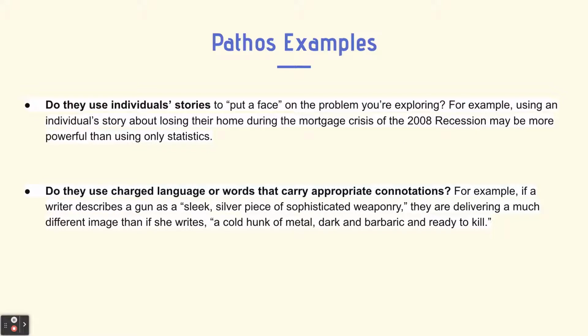And you could also use charged language or words that carry strong connotations. So connotations are words with a strong meaning. So like if a writer describes a gun as a sleek silver piece of sophisticated weaponry, it's different than describing a gun as a cold hunk of metal, dark and barbaric and ready to kill. So that's two different descriptions of guns. So you can see that just by changing your word choice, you can really change the way that people think about something.